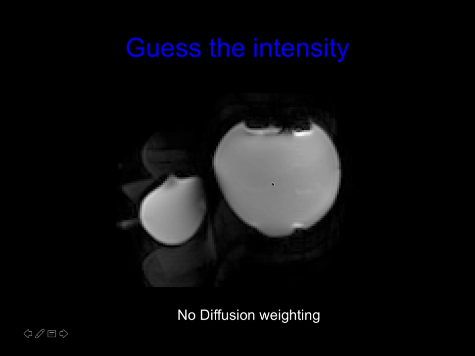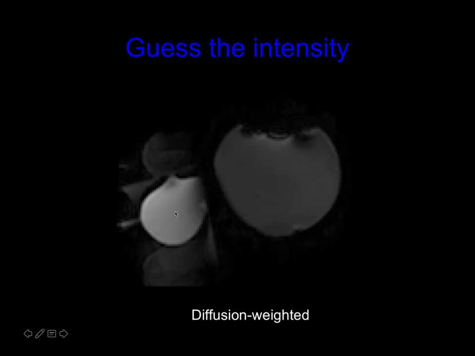Will it be the water, or will it be the one with honey? Honey-like substance, I should say. Which one? Who thinks that the ball with just water will be brighter? Who thinks that the ball with more of a viscous solution will be brighter? All right, we've got one for the viscous solution, and that is correct. So when you add the diffusion weighting, if they can move more, then you end up with less signal.